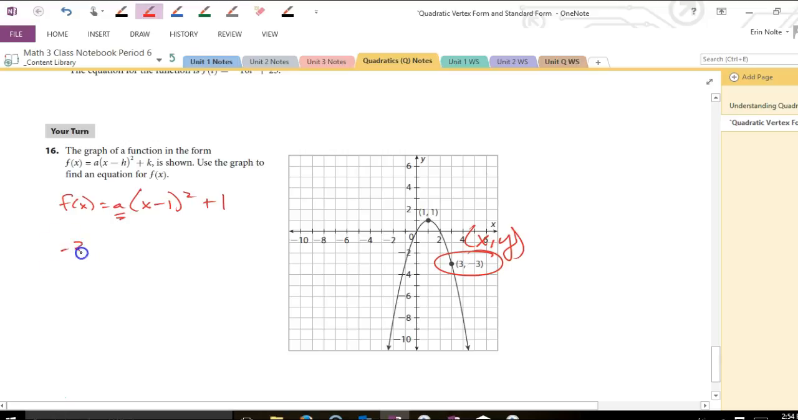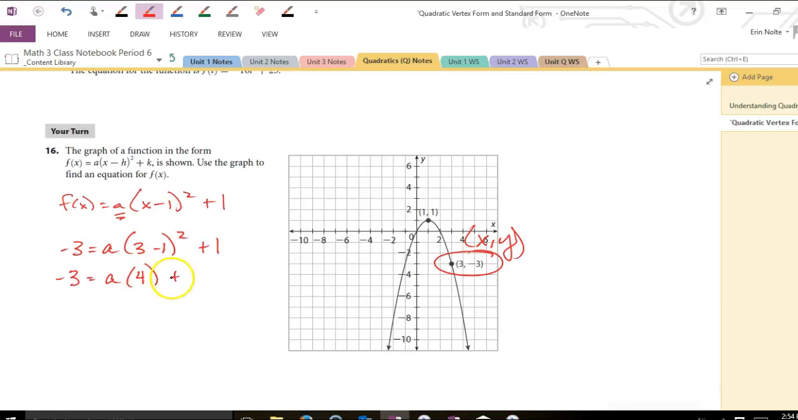What is the value of the y from that other point? -3. So we're going to go -3 is equal to a. And then what was the x value of that point? 3 minus 1 squared plus 1. Now I have an equation that I can solve for a. What do I need to do first? Do my quadratic piece. So 3 minus 1 is 2. 2 squared is 4.